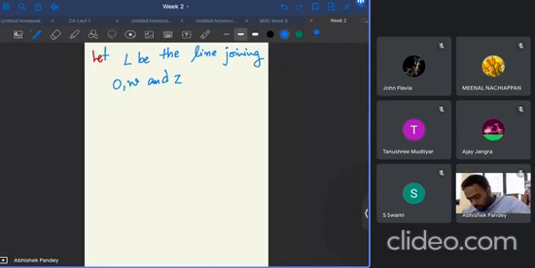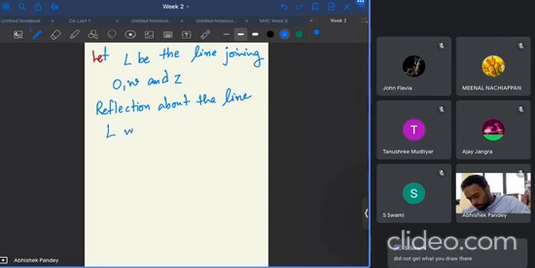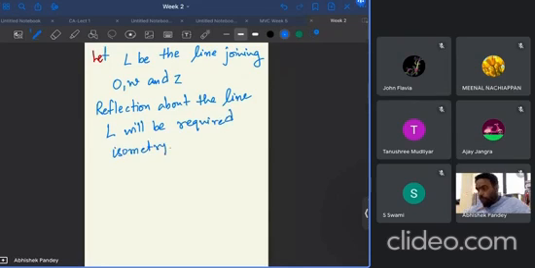So the answer is reflection about the line L will be the required isometry. And basically this belongs to I.